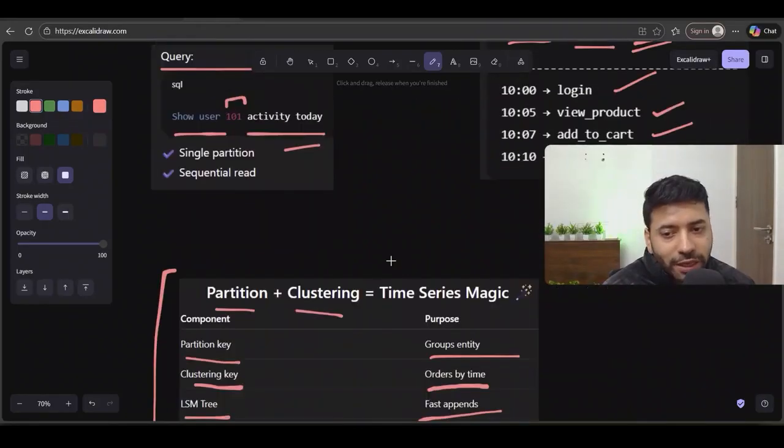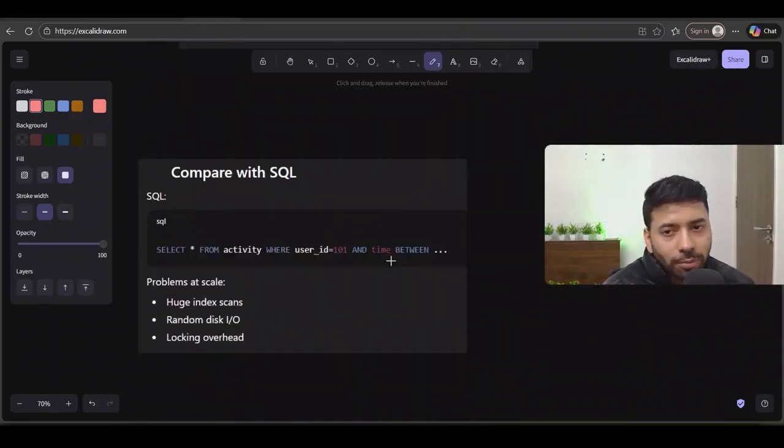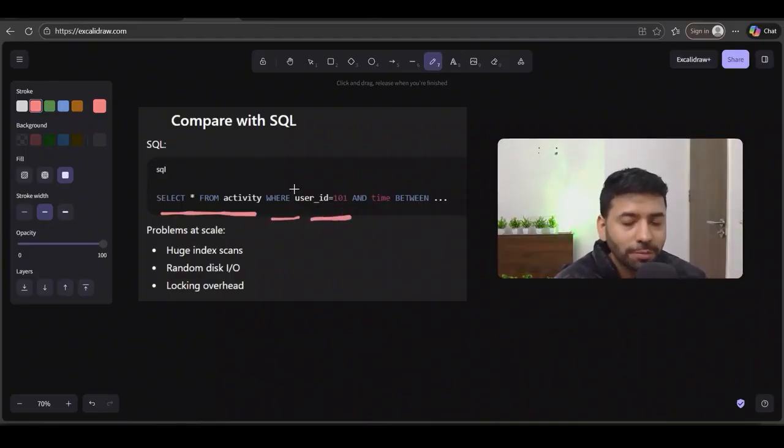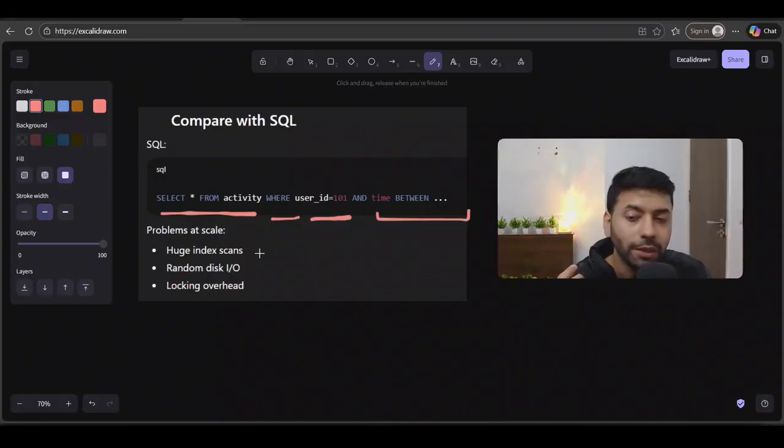If we do the same using SQL or any other database like document database, let's see what problems we face. Okay, so if we store it in SQL, we will make a query like select star from activity, which will be the table name, where user ID is equal to 101, correct? Because we have to figure out data based on the user ID, and then we will provide time between. Basically we will provide the range. Now the problems at scale are there will be huge index scans, random disk IO, locking overhead, and if the data is huge, it can be part of different machines, then basically it can create more problems.